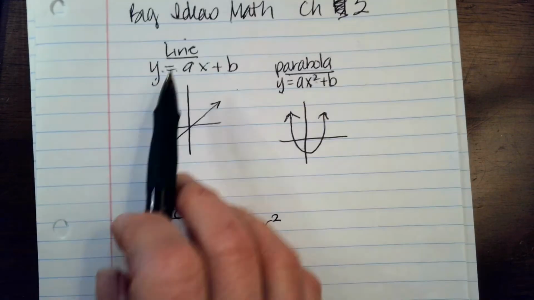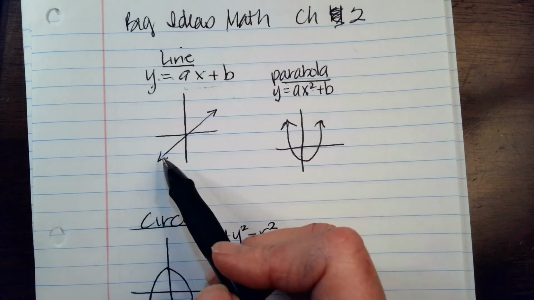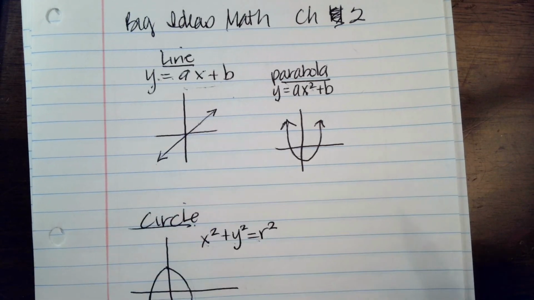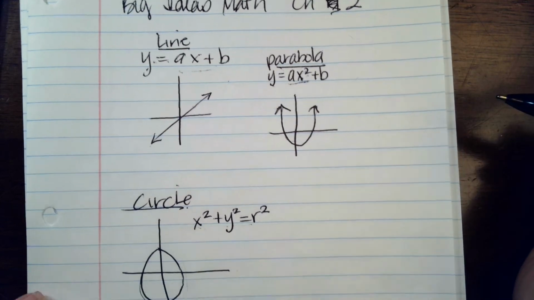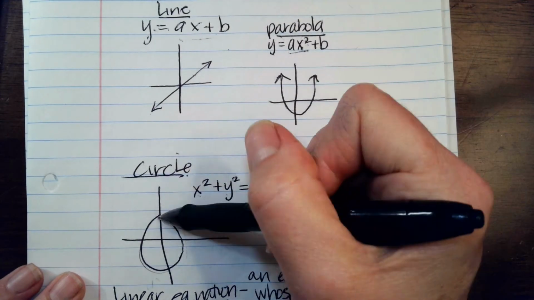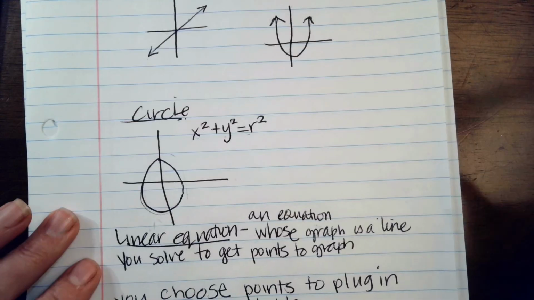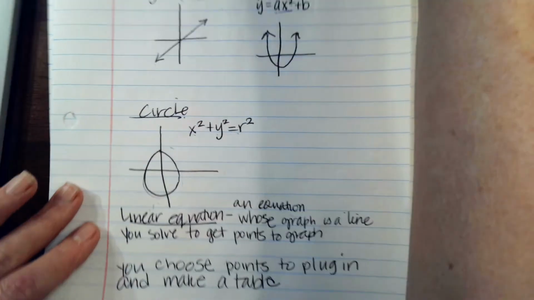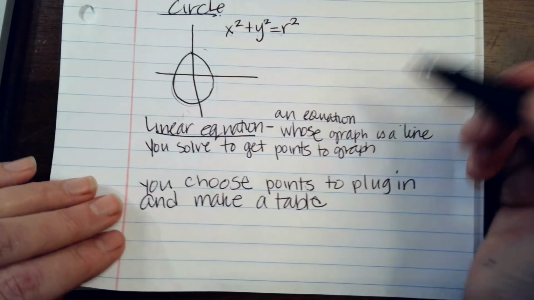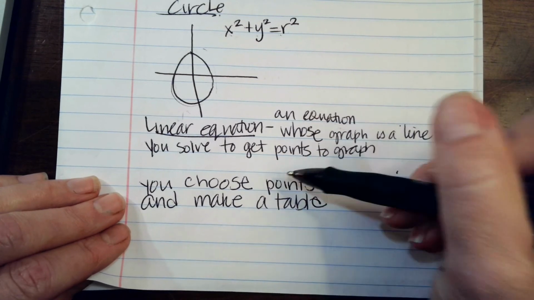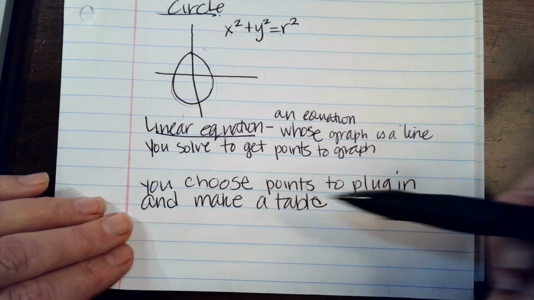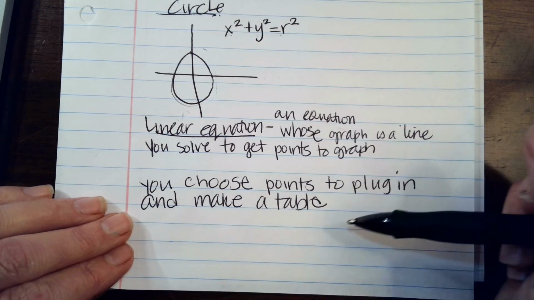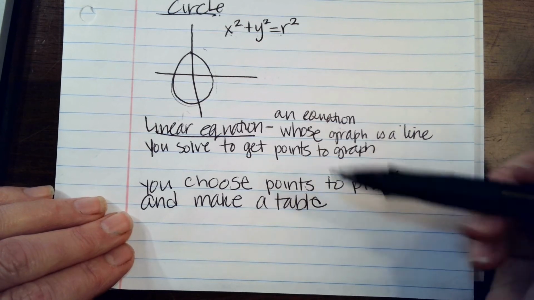So if you see this format, you know that you're going to be graphing a line. If you see this format with an x squared, you know it's going to be a parabola. And if everything is squared, you know you're graphing a circle. So what this is called is a linear equation. It's an equation whose graph is a line. You solve to get points to graph. So you choose points to plug in, and you're going to make a table. That's the first step.